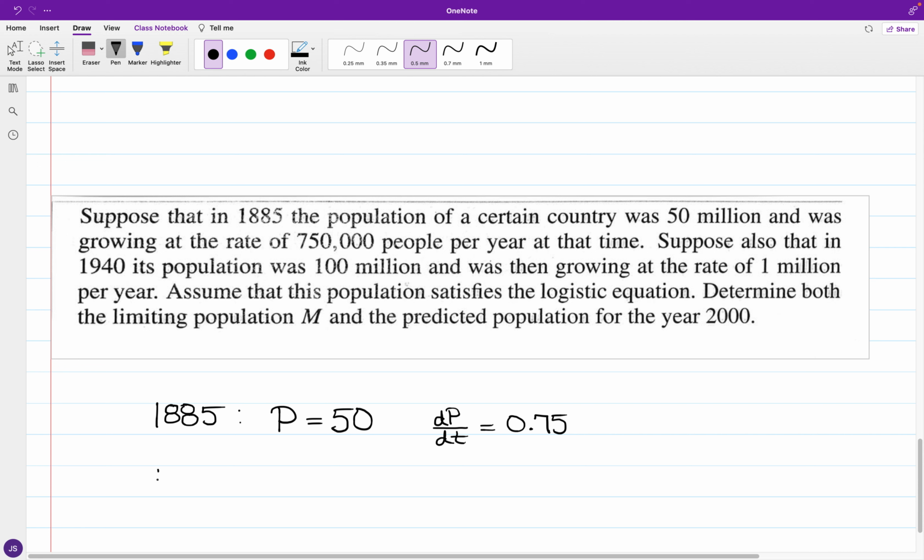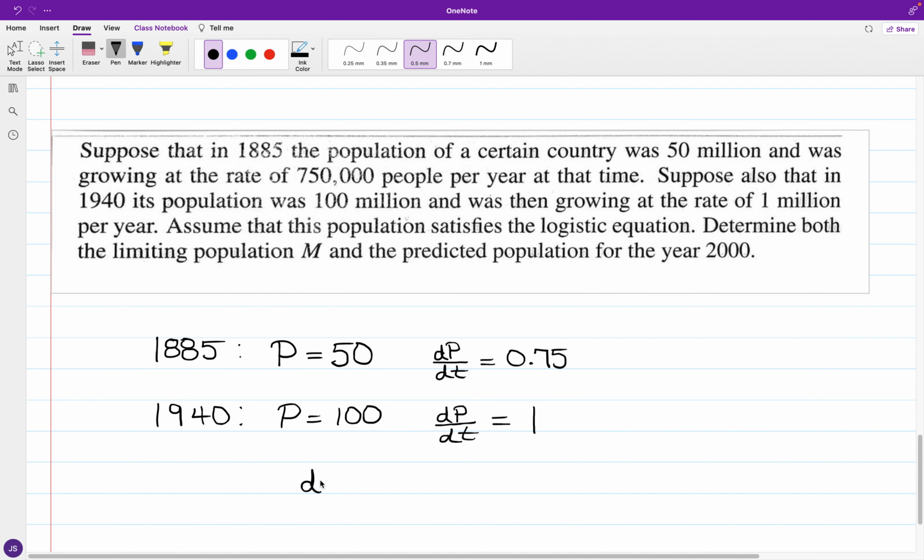And for what we have some 55 years later, in 1940, the population has doubled to 100 million. So we will say that P is at 100. And again, in 1940, the rate of change in the population is growth of 1 million per year. So we'll just say that dP over dt is equal to 1.